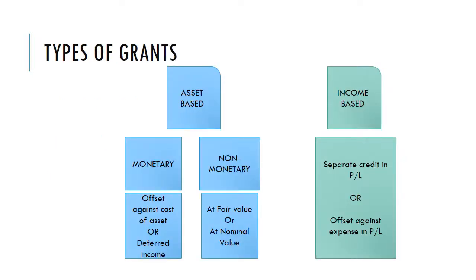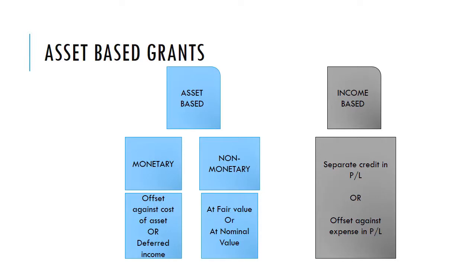As we've said, there are two types of grants. You get asset-based grants and income-based grants. Each one of these has a different definition, and you use this definition in order to distinguish between asset or income-based grants. So in a scenario, you will need to identify whether it's an asset or an income-based grant.